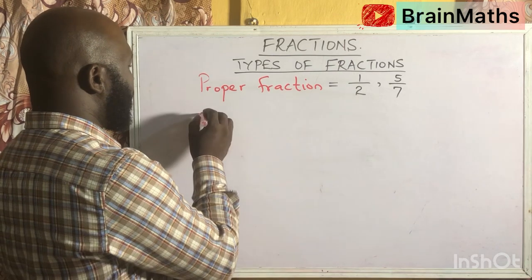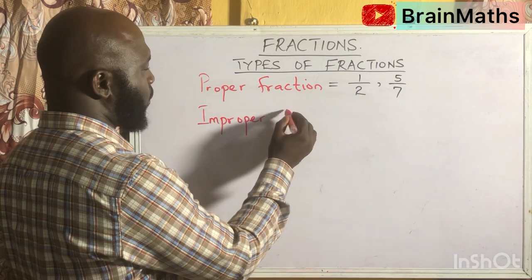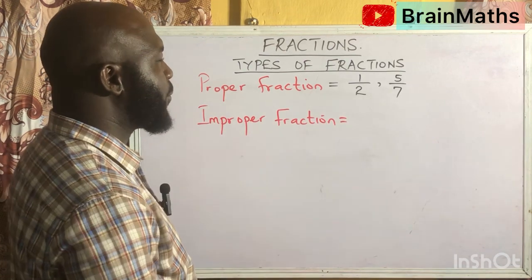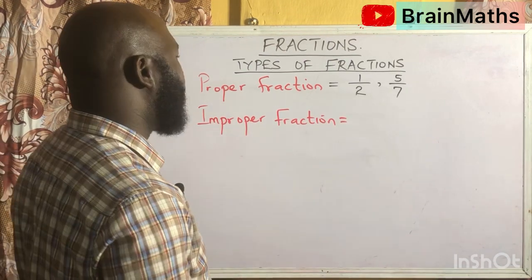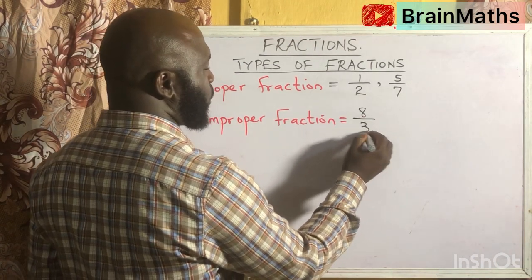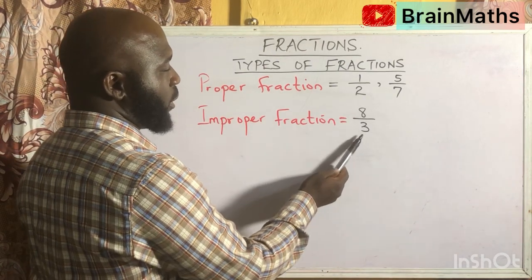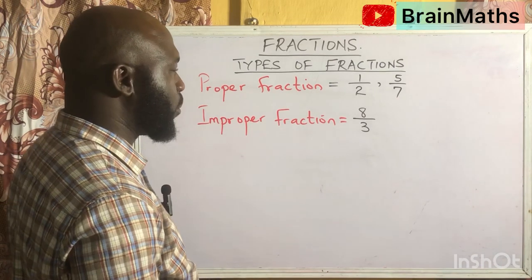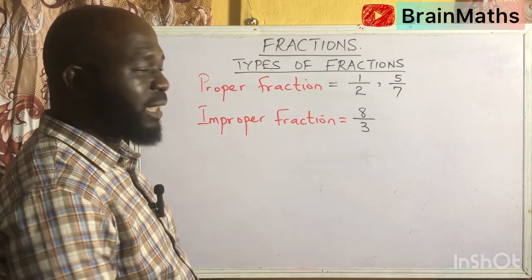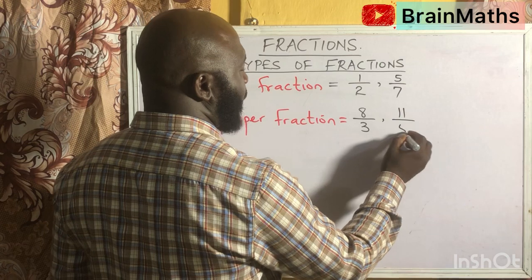Then we have an improper fraction. An improper fraction is a fraction where the numerator is bigger than the denominator. If you look at this, you will see that the number at the top is bigger than the one at the bottom. That is to say that the numerator is carrying a load that is heavier than the denominator itself. Another one may be 11 over 5.